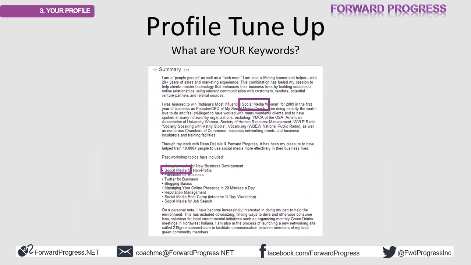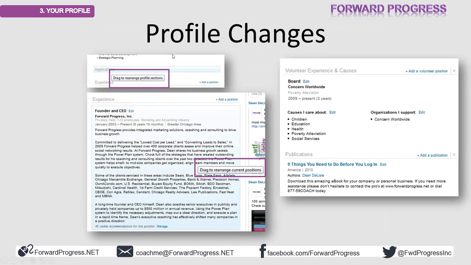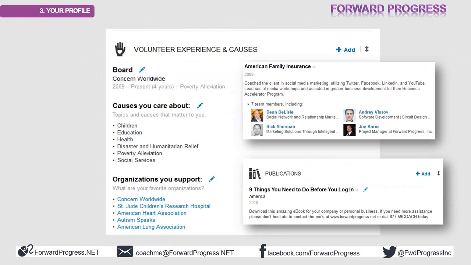So now you get in here, and where else can you put these? Well, you can put them in your experience. You can put them in your education. So you can put them in your summary, your headline, your experience, your education. I'm going to show you a couple other places. Just as an aside, you can also put them in as projects. Maybe you have publications. Maybe you can put them under your volunteer experience and causes. Some of you have related experiences and causes that you deal with.